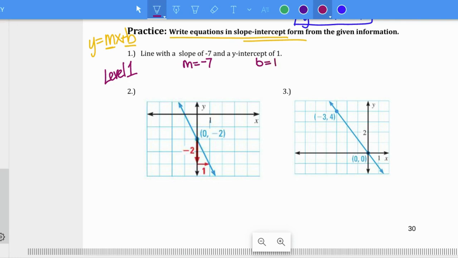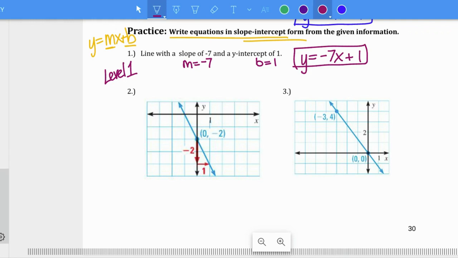I can put both of those right into an equation. y equals the slope becomes the coefficient of the x, so -7x, plus the y-intercept, in this case plus 1. Done. Simple as that. Level 1 question, just popping a slope and a y-intercept into the equation.